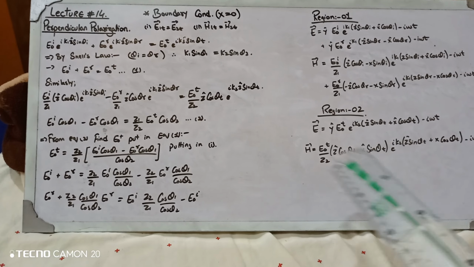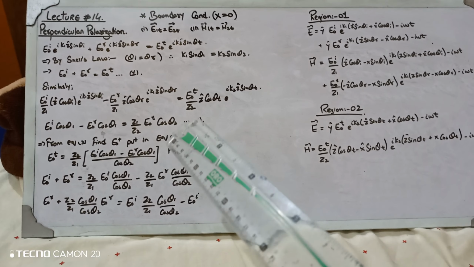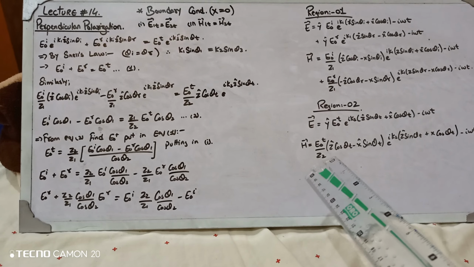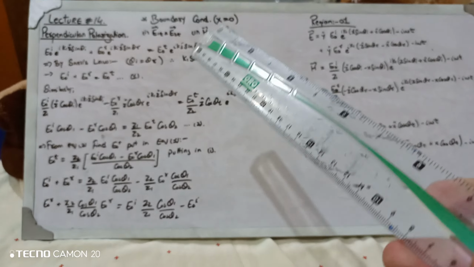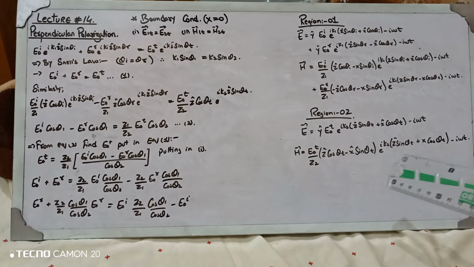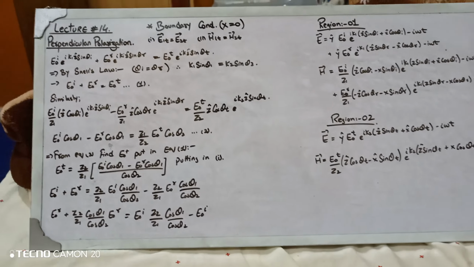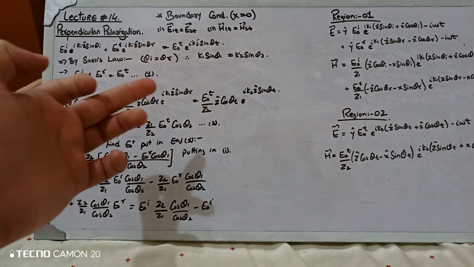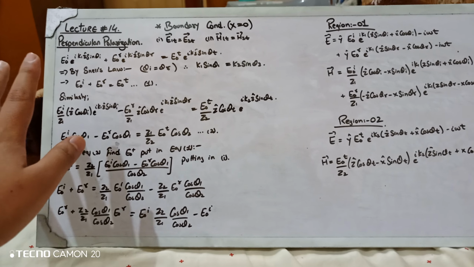Similarly, for the transmitted part, it becomes E naught t divided by z2, z cos theta t, because x becomes 0 as the boundary condition is x equals to 0, and in the exponential again this becomes 0. Again you have to apply Snell's law here. After applying Snell's law, the exponential terms become equal, because all the exponential terms are now equal.